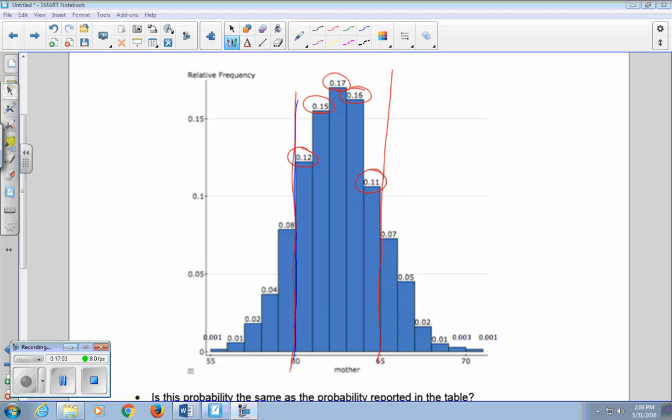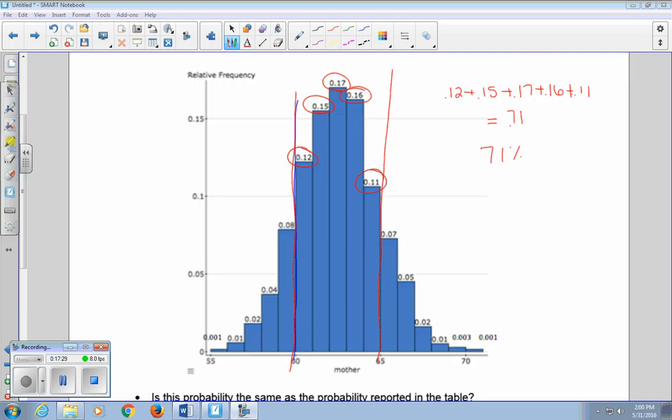So if we sum these up, we would have 0.12 plus 0.15 and so on, which is equal to 0.71. In other words, about 71% is the probability that a randomly selected mother has a height between 60 and 65 inches.